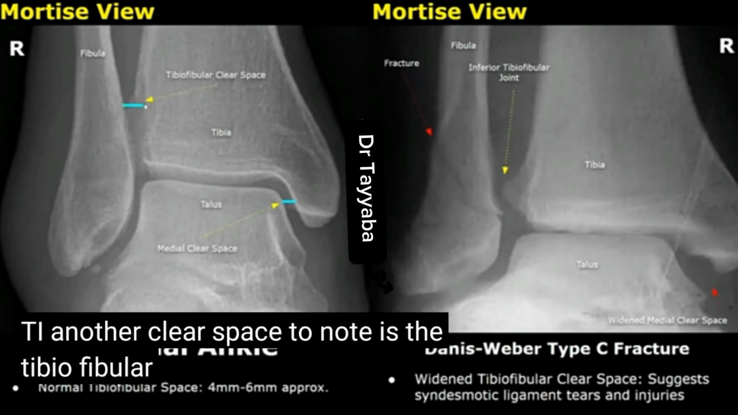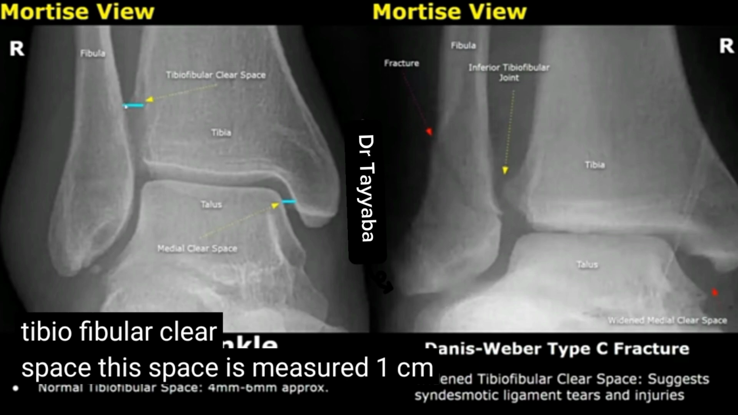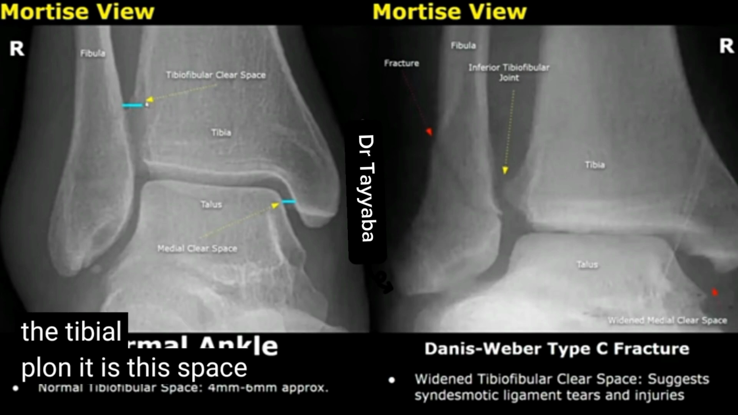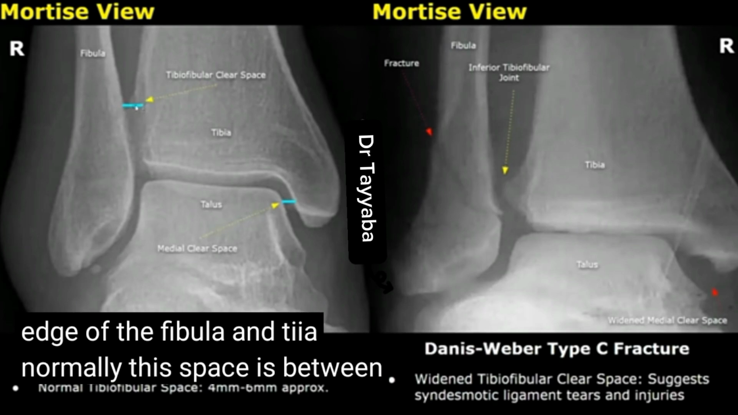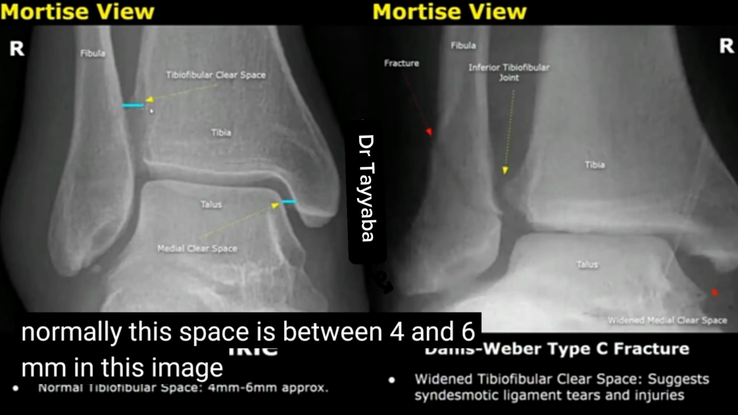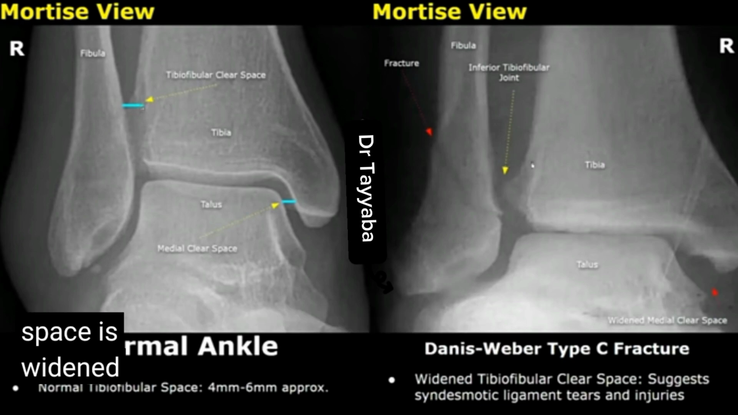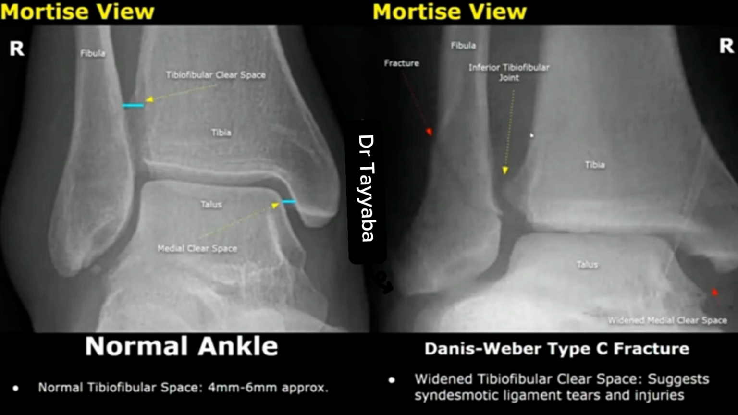Another clear space to note is the tibiofibular clear space. This space is measured 1 centimeter above the tibial plane. It is the space between the medial edge of the fibula and tibia. Normally, this space is between 4 and 6 millimeters. In this image, however, this clear space is widened. This widening suggests syndesmotic ligament tear and injuries.